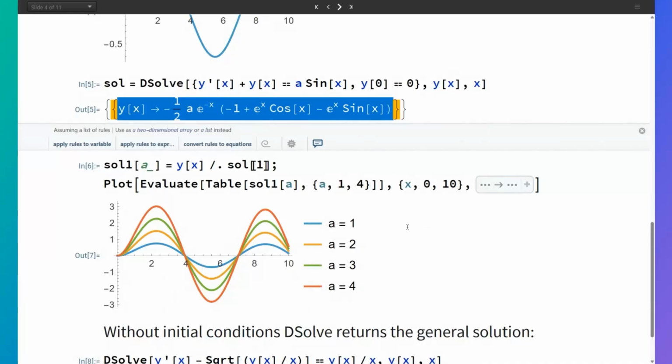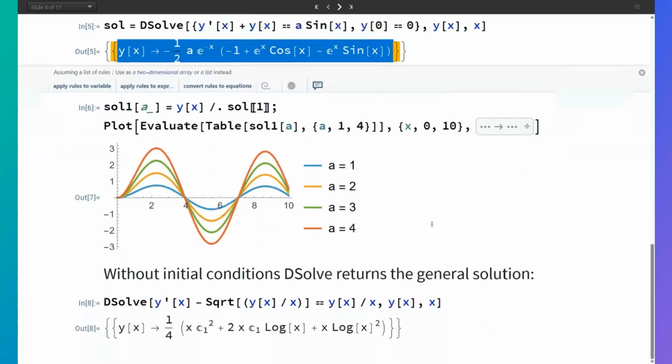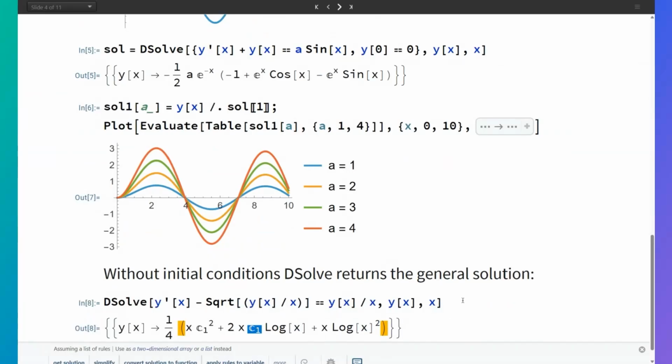Also, I should note here that DSolve can solve differential equations without any initial or boundary conditions. In that case, DSolve returns the general solution of the differential equation, which contains some arbitrary constant parameters, C1 in this example of a nonlinear first-order ODE. To summarize this part, I want to say that NDSolve is a much more powerful function than DSolve and can solve more differential equations, but solutions obtained by DSolve are more general, easier to understand, and easier to use.